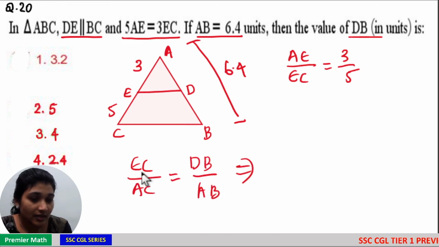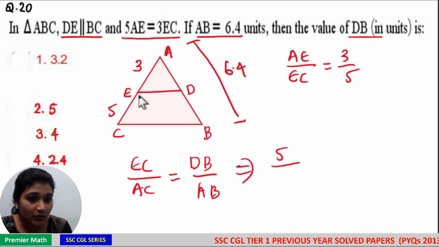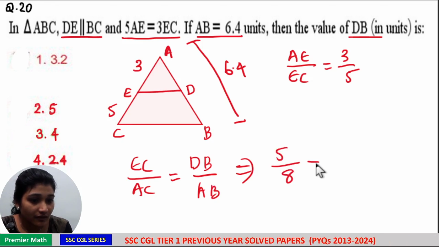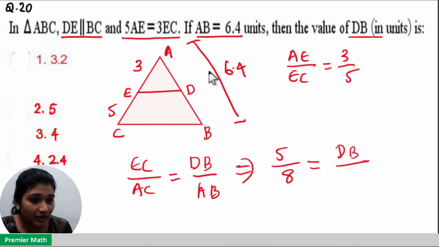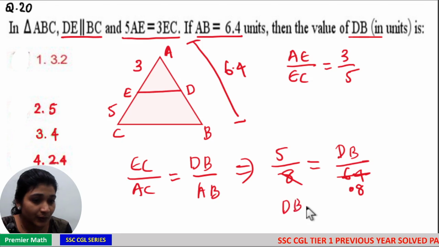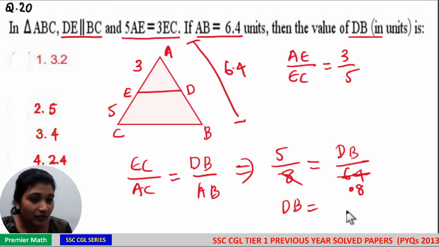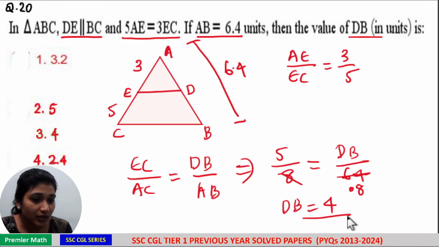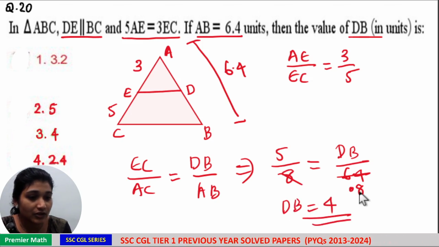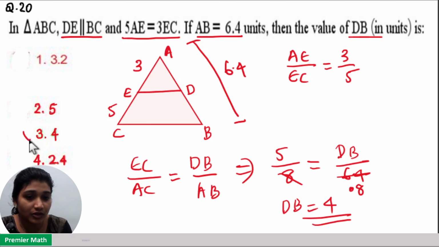Then from this, here EC equal to 5 unit and AC equal to 8 unit, which is in the same ratio as DB by AB. DB divided by AB is 6.4 unit. 8 goes 0.8 times in 6.4. Then DB is equal to 0.8 into 5, that is 4 unit. 8 into 5 is 40, so 0.8 into 5 is 4. Option 3 is your answer.